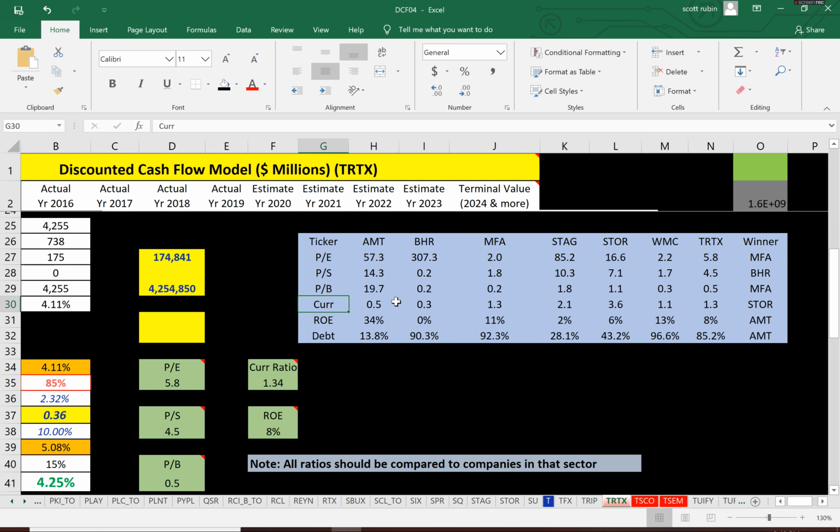And then the current ratio, it should be between 1 and 2. TRTX and WMC and MFA are great. AMT and BHR are not good. That means they can't even fund their day-to-day operations. They're going to have to borrow money. They don't even have enough assets to cover their short-term liabilities. And STORE is a little too high. They don't need that much cash on hand. And ROE, you can see they generally don't have good ROEs, except AMT has a really good ROE. So it's interesting, AMT looks like they have a different business model. But that's the analysis on TRTX.